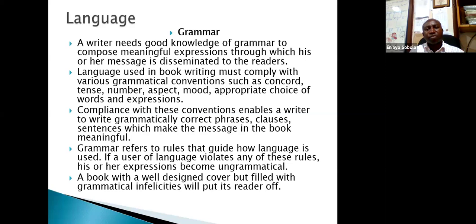So, grammar is crucial because if you don't have good knowledge of grammar, you may not be able to compose meaningful expressions. And these meaningful expressions will convey your message to the reader.